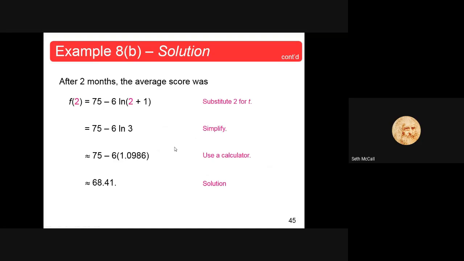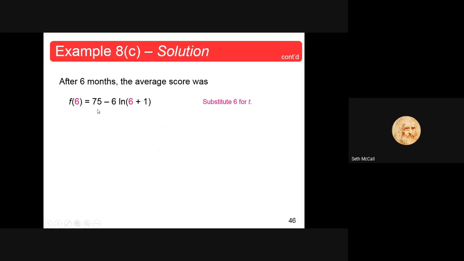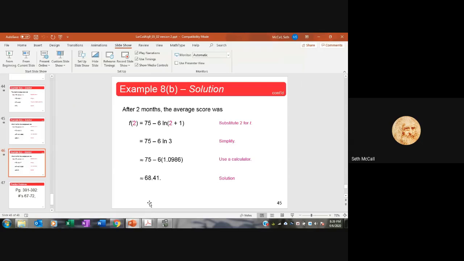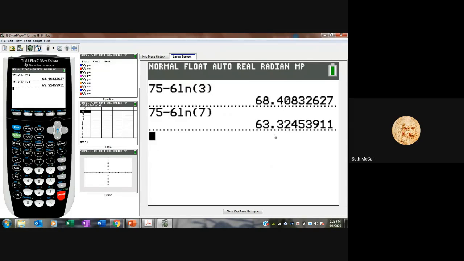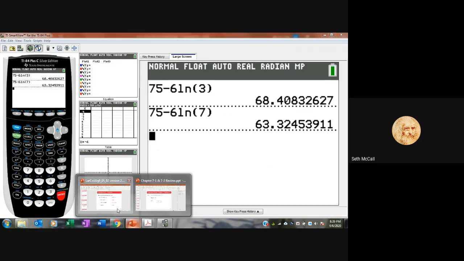The last one, part C, asks us to determine after 6 months what the average score was. Looking at this, we have 75 minus 6 times natural log of 6 plus 1, which turns into 7. Same thing here: we can just hit second enter, which brings up our previous entry, and change that 3 to a 7. And you can see that it dropped down to a 63.3 on that exam after 6 months.